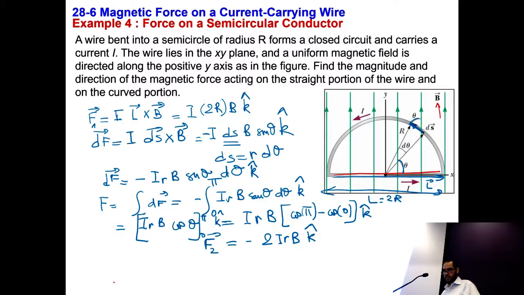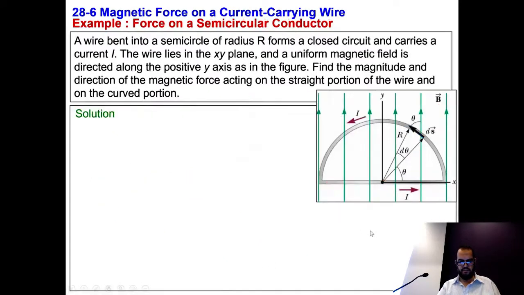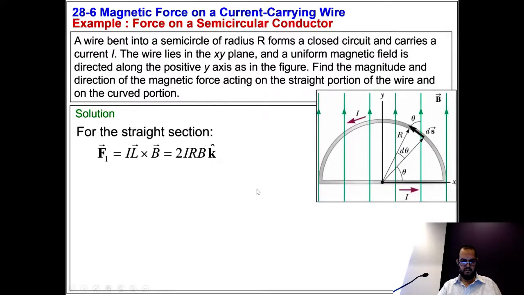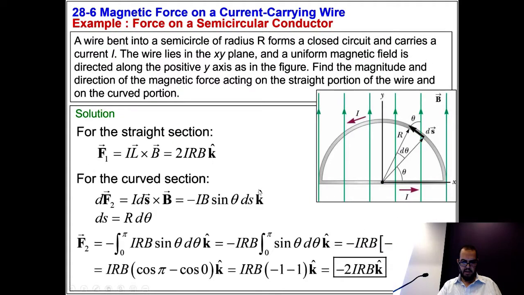Okay, so here is an illustration of how we can perform an integral. We were able to make a change of variable of ds equal to r d theta and perform the integral. Obviously, you can sum the two forces if you want the total force acting on this wire. So this is the same result.